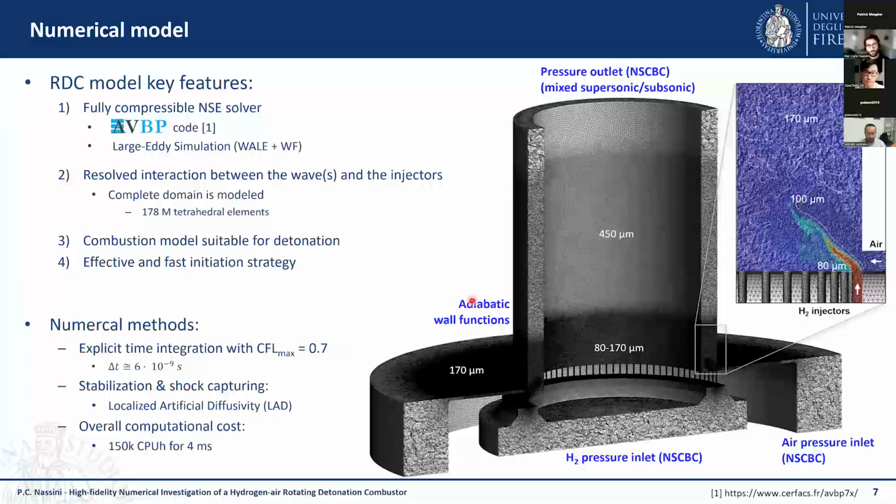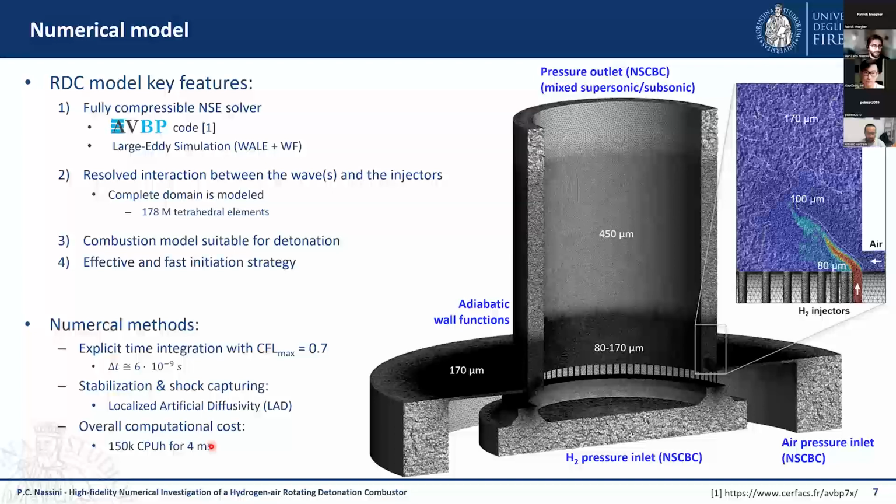The other two critical parts for the model, which I will show you in the next two slides, are that we need a combustion model which is suitable for detonation, but also suitable for a CFD simulation, which can be very expensive in terms of computational requirements. And the last point is a fast and very effective initiation strategy of the detonation wave, which is not so easy to achieve in a computational model. And so I spent a lot of my effort to develop this specific initial solution for the detonation.